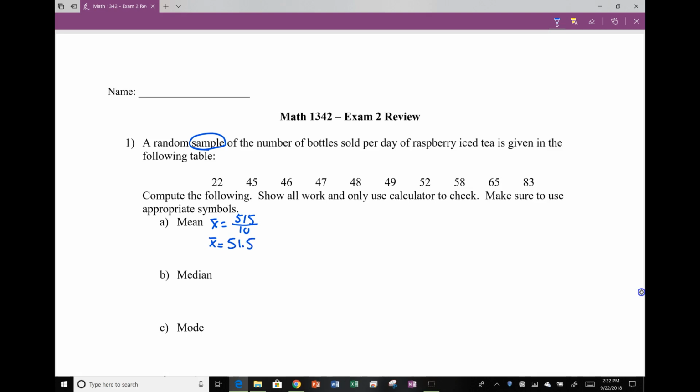Notice I'm leaving the 0.5. My data has whole numbers. Therefore, I want to round my mean to 1 decimal place, more than my data. Well, since my data has 0 decimals, my mean should have 1 decimal. So the mean number of bottles sold per day of raspberry iced tea is 51.5.